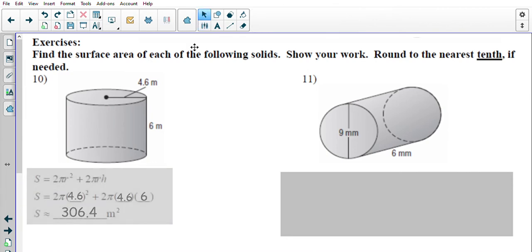Number 10, you're just filling in some blanks. Recognize the radius to be 4.6, your height to be 6. So we've got 2 times pi times 4.6 squared plus 2 times pi times 4.6 times 6. The way I plug this into my calculator is I do 2 times pi times 4.6 squared. I hit equals, and then I do plus, and then in parentheses, 2 times pi times 4.6 times 6. You don't actually need the parentheses there, but I usually do include it.